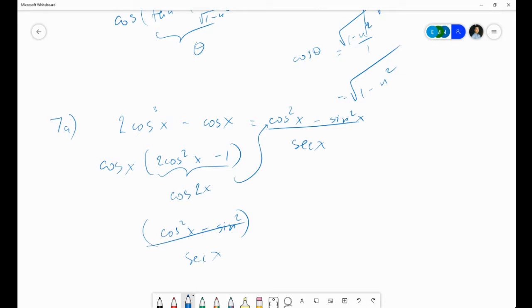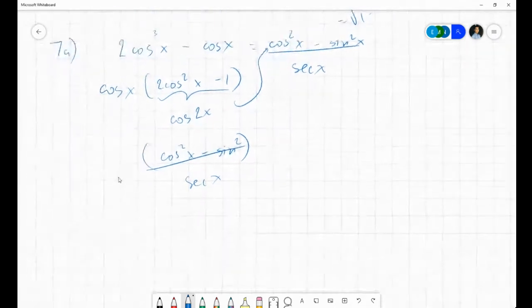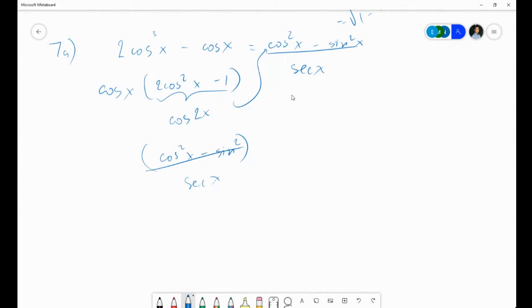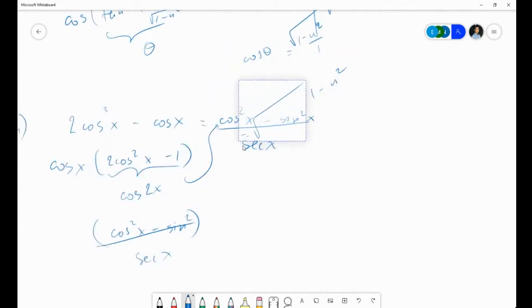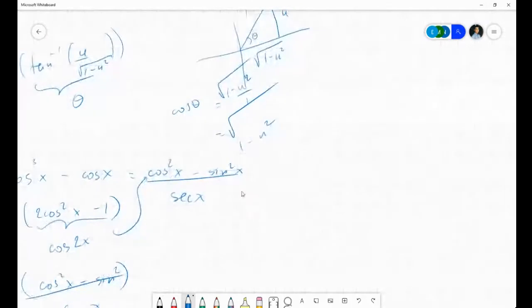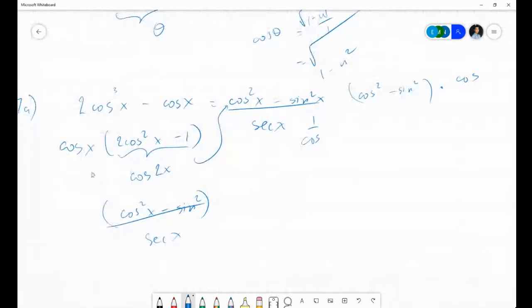You lost me at the reciprocal of cosine. How did you go from there to secant? Sure. It'll be easier if I start from the right-hand side. Let me show you. On the right-hand side, I know secant is 1 over cosine, right? Yes. So if I take cosine squared minus sine squared, and I'm dividing by 1 over cosine, which is multiplying by its reciprocal, which is cosine, which is where I need to go here. Oh, I see. Okay, I get that now. Got it. Yep.